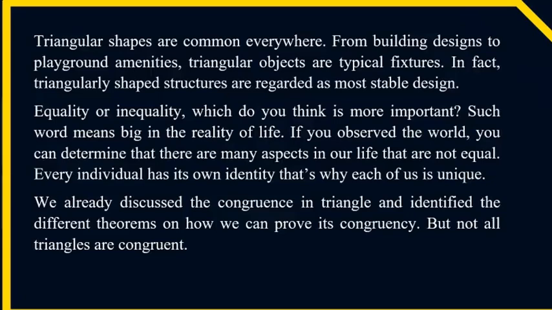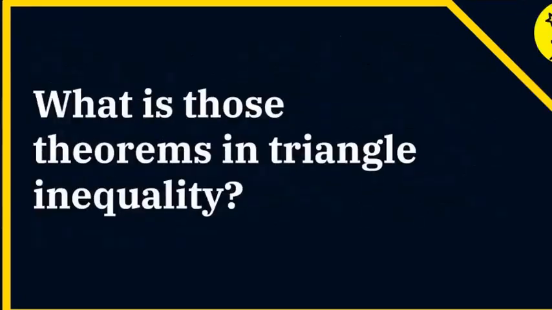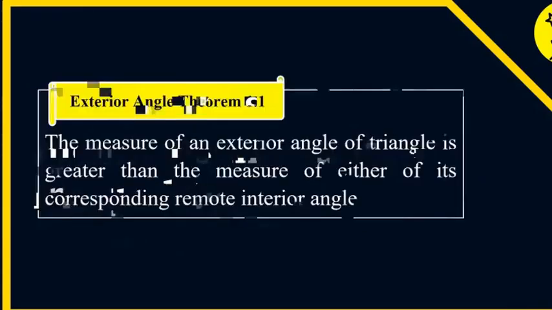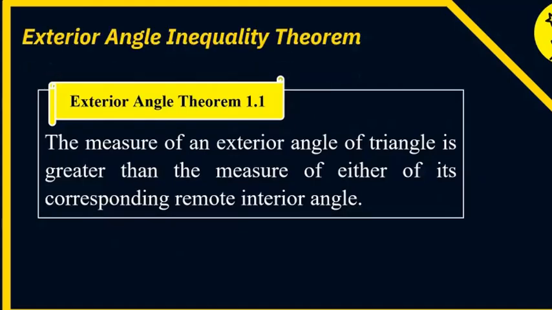We already discussed congruence in triangles and identified the different theorems on how we can prove congruency. But not all triangles are congruent. So what are those theorems in triangle inequality? First is the exterior angle theorem 1.1. The measure of an exterior angle of a triangle is greater than the measure of either of its corresponding remote interior angles. That will be the exterior angle inequality theorem.